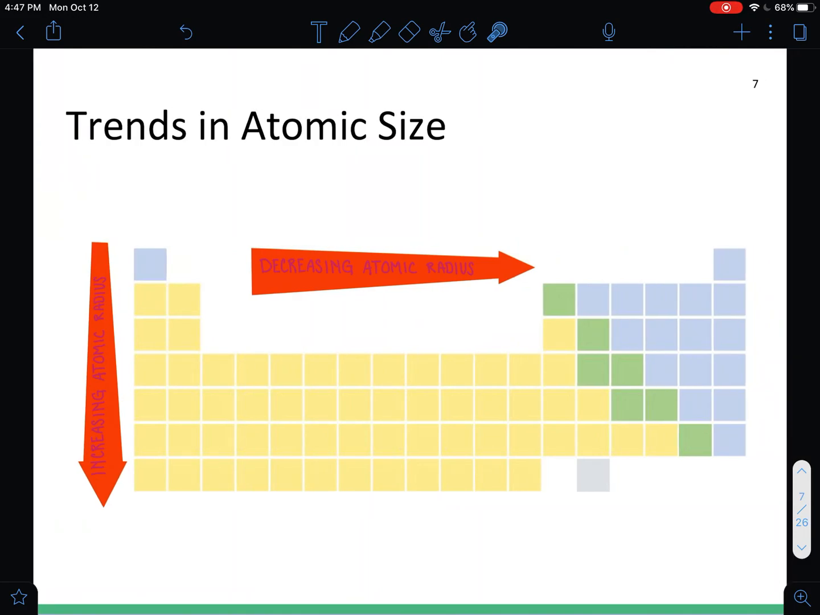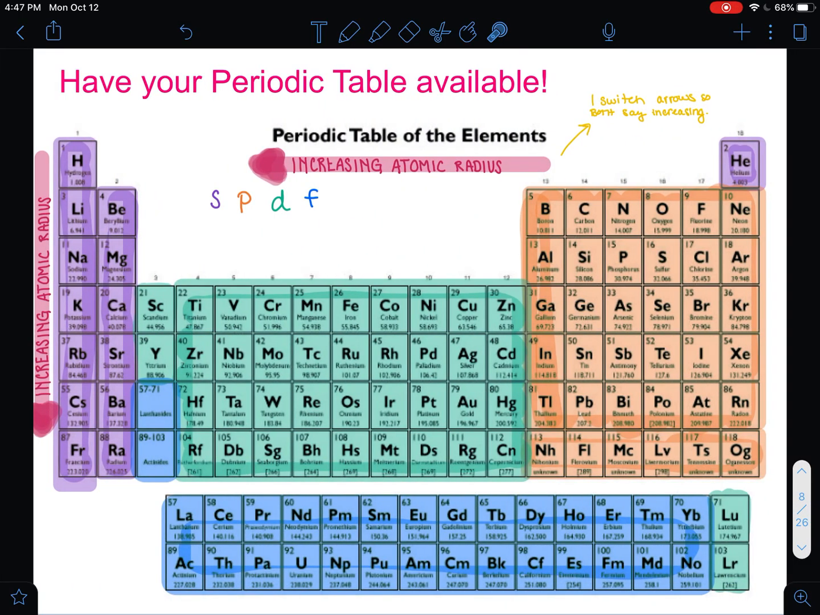So it's a little hard to see here. Going left to right, you have decreasing atomic radius, and going up to down, you have increasing atomic radius. So here's an example of how it could look. Increasing atomic radius, increasing atomic radius. For this example, I switched the arrows just so that I could remember it as both increasing going that way.